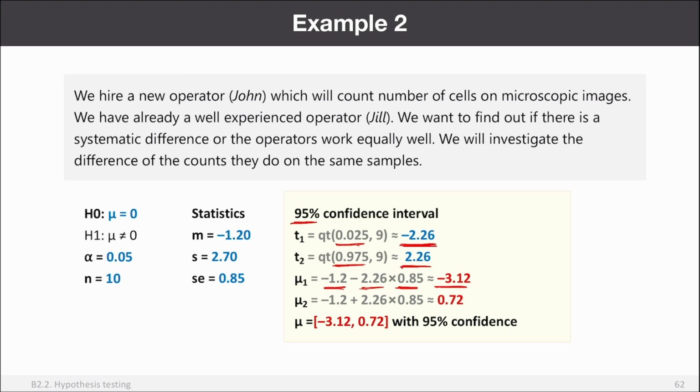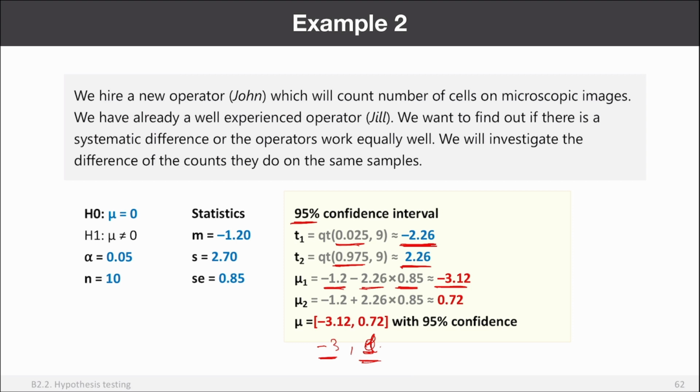With 95% confidence, the true difference between John and Jill varies between -3 and 0.7, let's say 1, right? So it means that we can expect that on average, John counts by 3 cells less, or John counts by 1 cell more. We don't know where the truth is, somewhere in between. It can be that John underestimates number of cells, but it also can be that John overestimates number of cells.